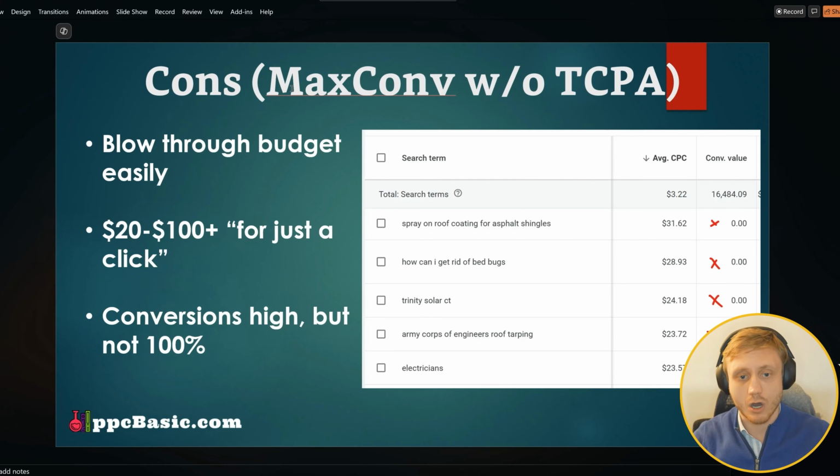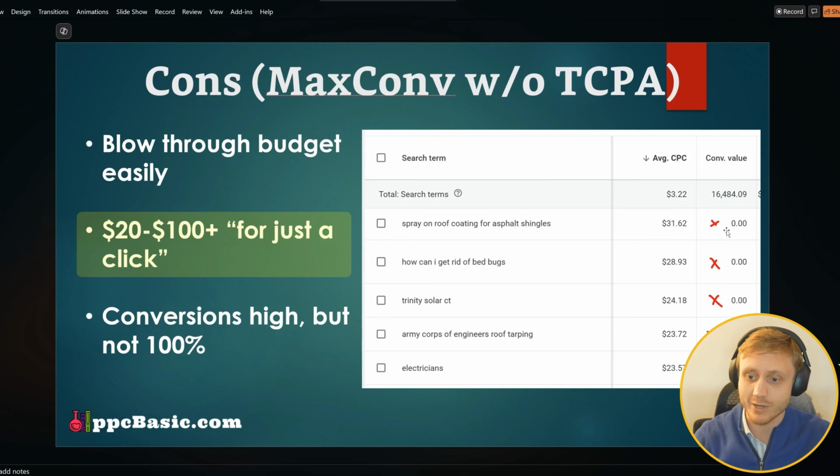The cons of maximize conversions without a target cost per acquisition is that you will easily blow through your budget. In my personal experience, I've seen clicks go from $20. I've had clicks for $80 just for a single click. And these clicks, while they are high intent, don't necessarily mean conversions.